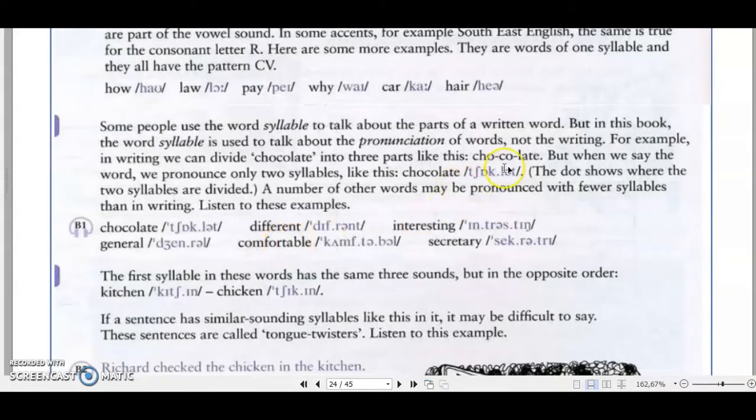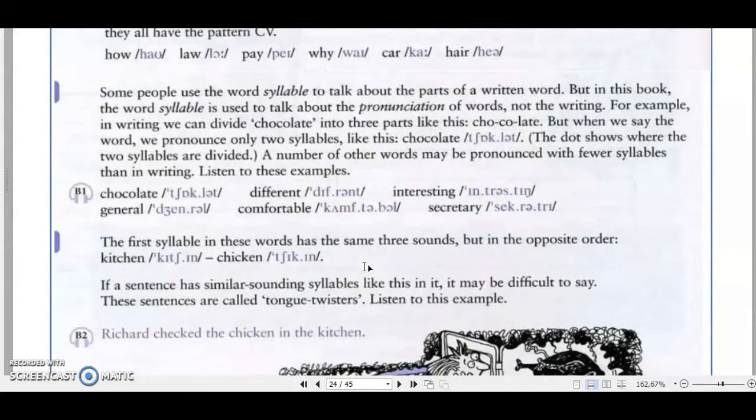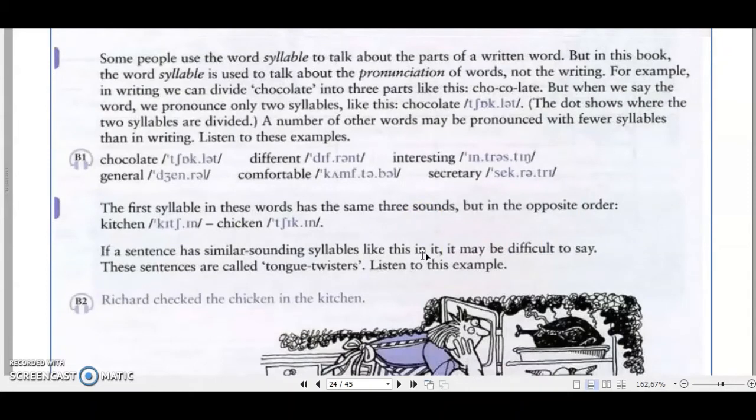A number of words, and this is something that you can find in the dictionary, may be pronounced with fewer syllables than in writing. For example, general. It's not different, it's different. It's not comfortable, it's comfortable. Interesting. Secretary. Okay? So the first syllables in this one have the same three sounds, but in the opposite order.